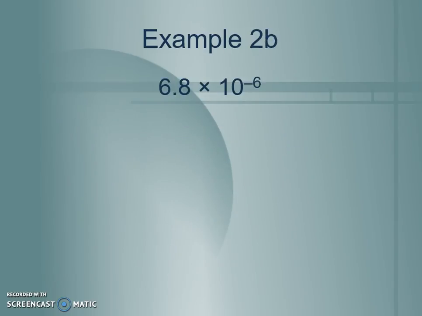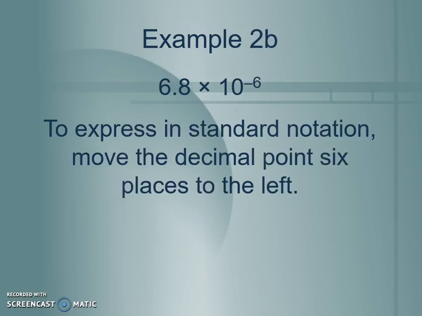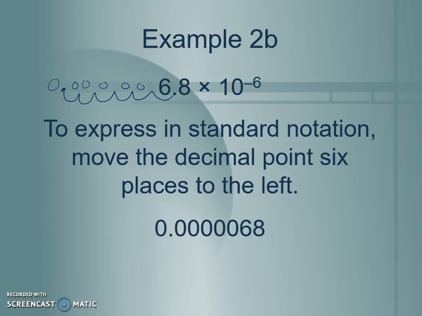Example 2b, to express this in standard notation, we move the decimal point 6 places to the left. So we're going 1, 2, 3, 4, 5, 6. There's our new decimal place. We fill these in with zeros. And that's what we end up with.